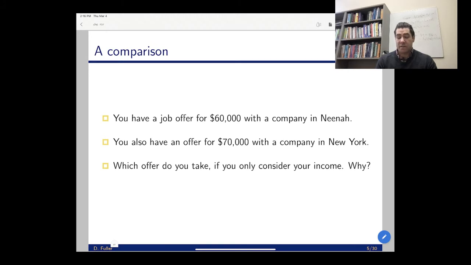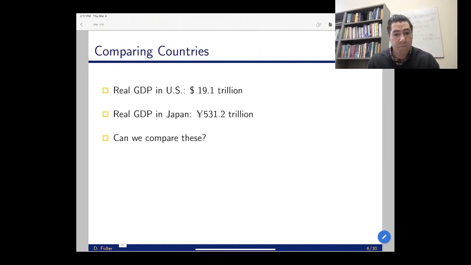My guess is almost all of you said, if I'm just basing it on income, I'm going to work for the company in Neenah. Why is that? Well, the cost of living is much higher in New York. So my purchasing power with my $60,000, my real income, is going to be much higher if I work in Neenah. All right, so let's see where we go with that analogy.